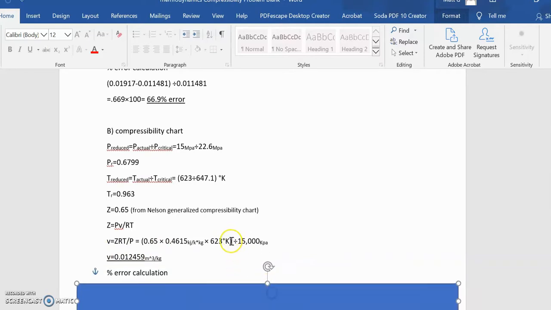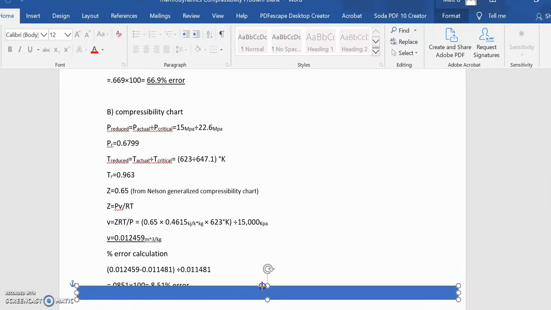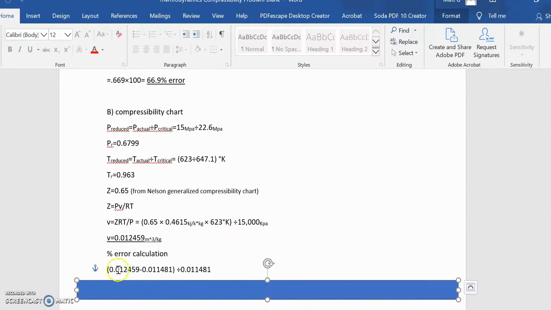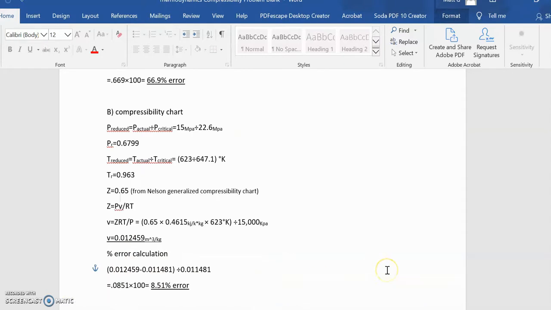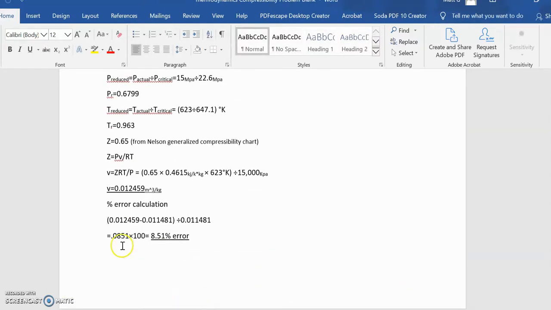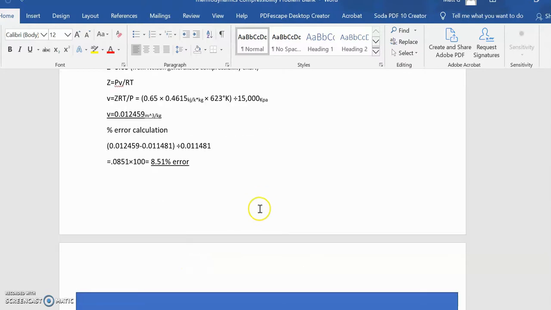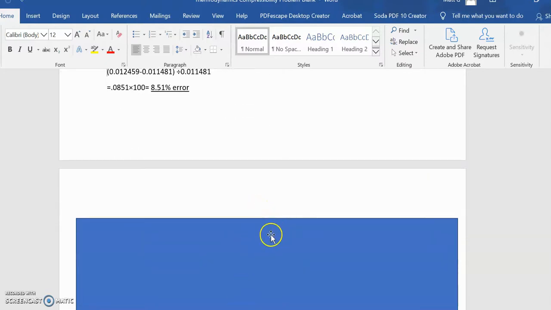We do the same percent error calculation. We get the value we got minus the actual value divided by the actual value, which gives us 0.0851 or 8.51% error. So much closer than the last one.